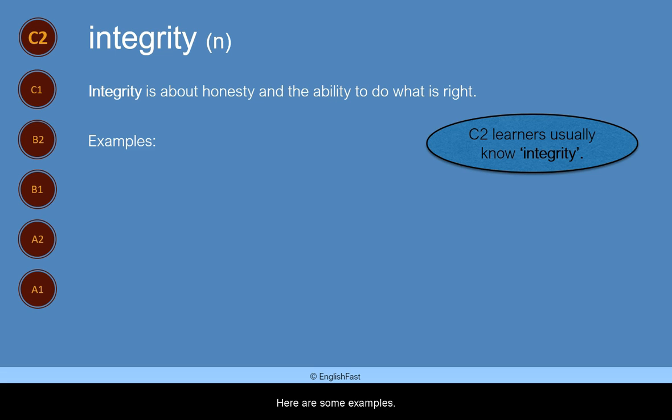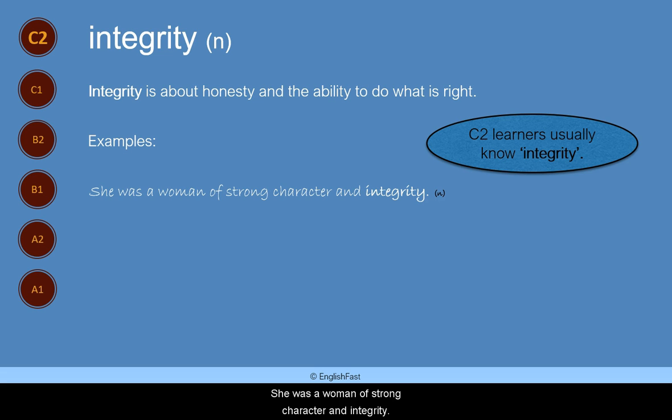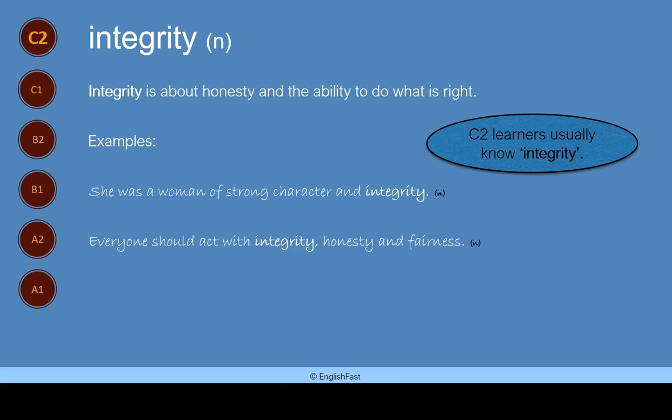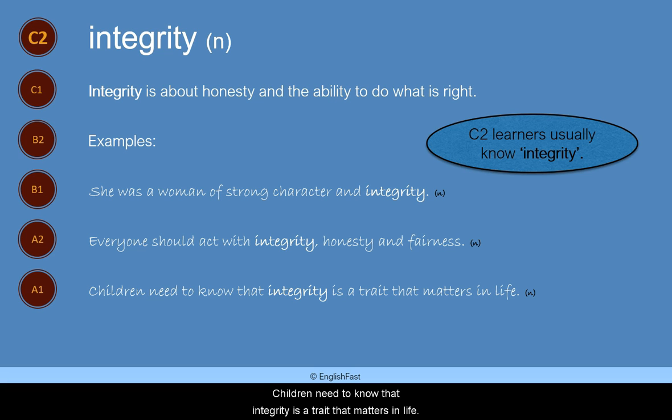Here are some examples. She was a woman of strong character and integrity. Everyone should act with integrity, honesty, and fairness. Children need to know that integrity is a trait that matters in life.